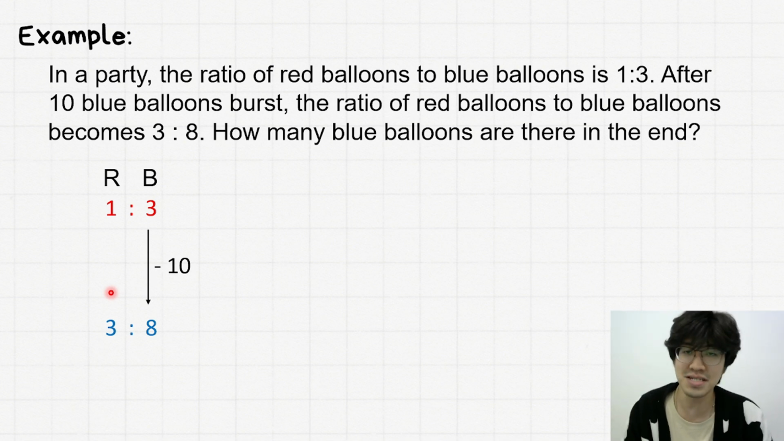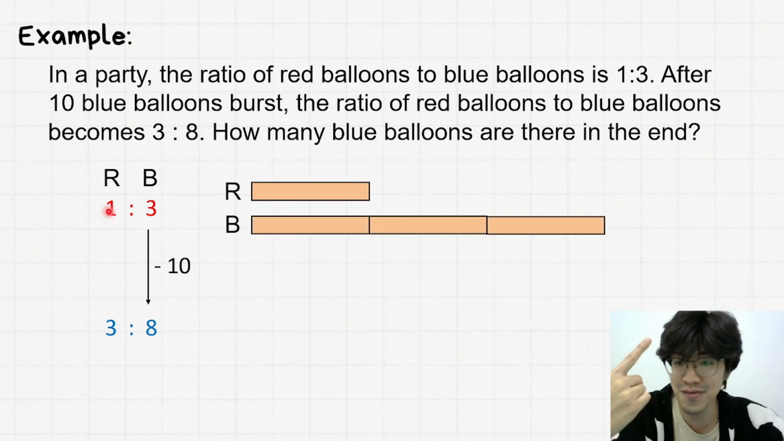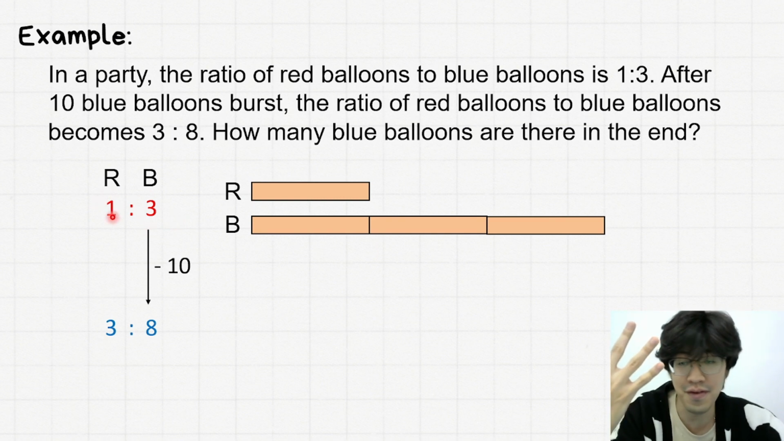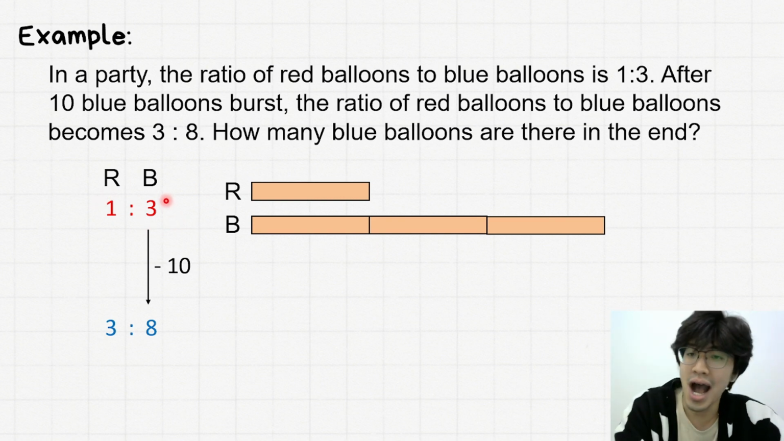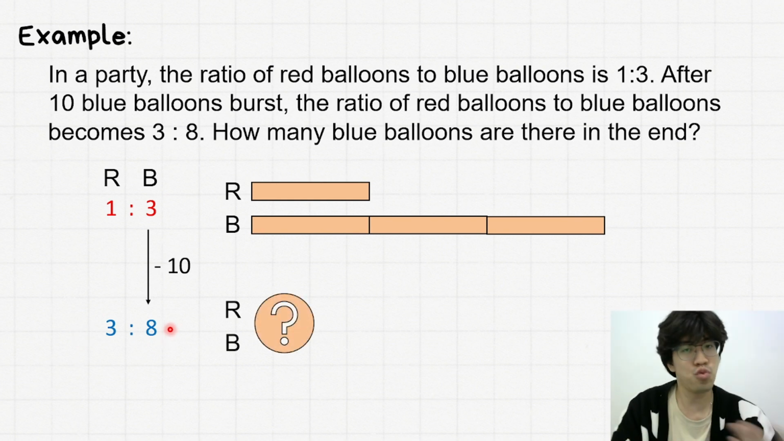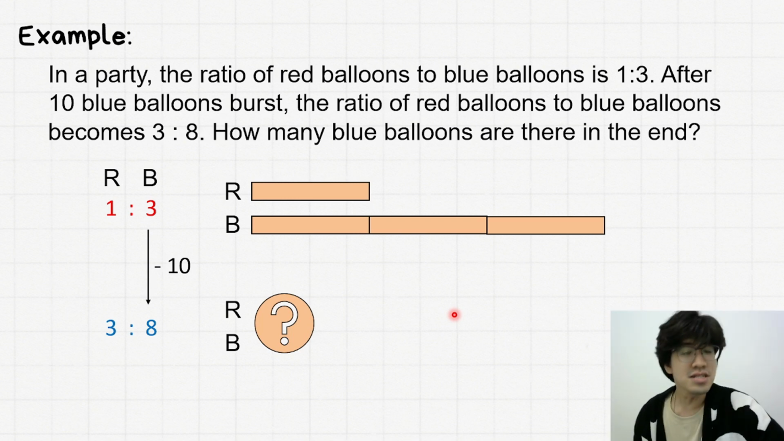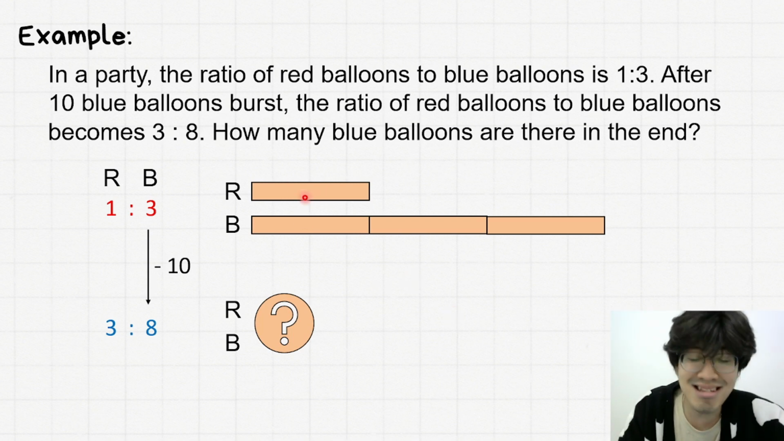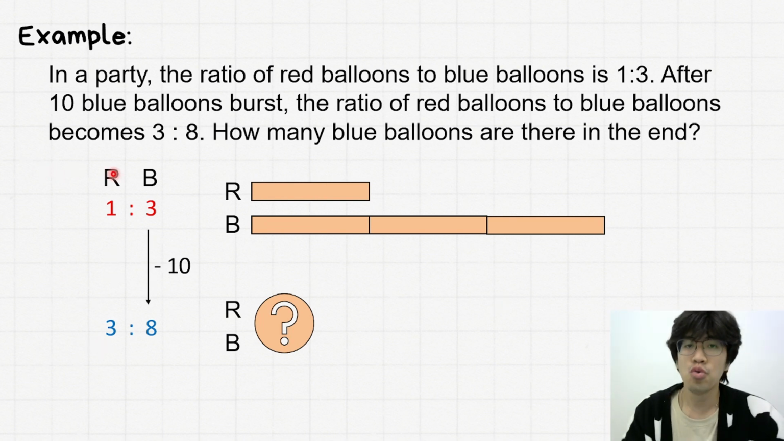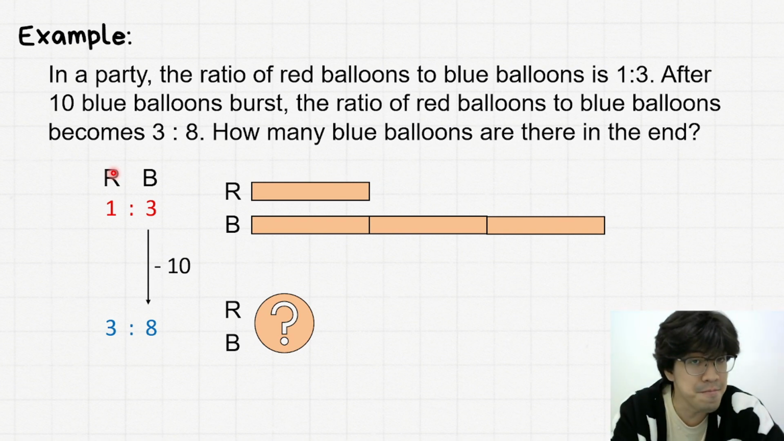To make it more obvious, we could draw the model. We have 1 unit for red and 3 units for blue, following this ratio. However, how would I draw the model for the second ratio? That's the problem, because I have 3 units over here. Do I just draw 3 of these units, or do I do something else? The answer is you can't draw 3 of these units, because the number of red balloons always stays the same, meaning the length of the model should always be the same.